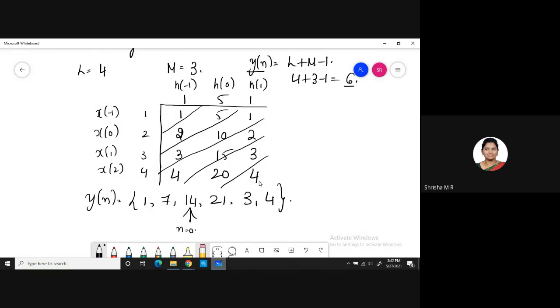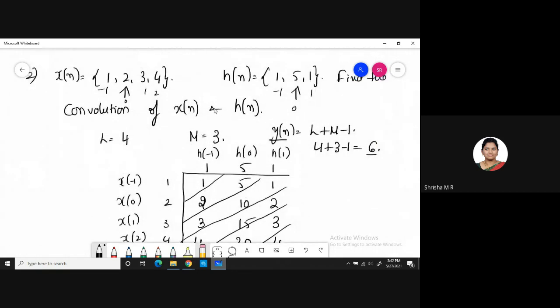The homework for you is to try the graphical method for this. Or you can use this simple method to verify your convolution, whether you have done it correctly or not. It is very simple and will take hardly 2 minutes. If they ask for the graphical method, solve it using the graphical method and verify using this method. So take this as homework and try the graphical method.